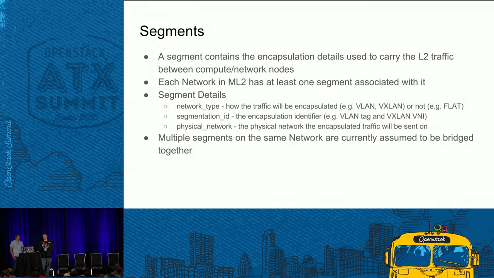And right now, multiple segments on the same network in ML2 are assumed to be bridged together. This is a pretty rare use case outside of hierarchical port binding, which I'll talk a little bit about. But there can be multiple segments in a Neutron network, and we just assume that they're connected together right now, but there's nothing explicit about that, and that's one of the changes that Carl will be talking about for routed networks.